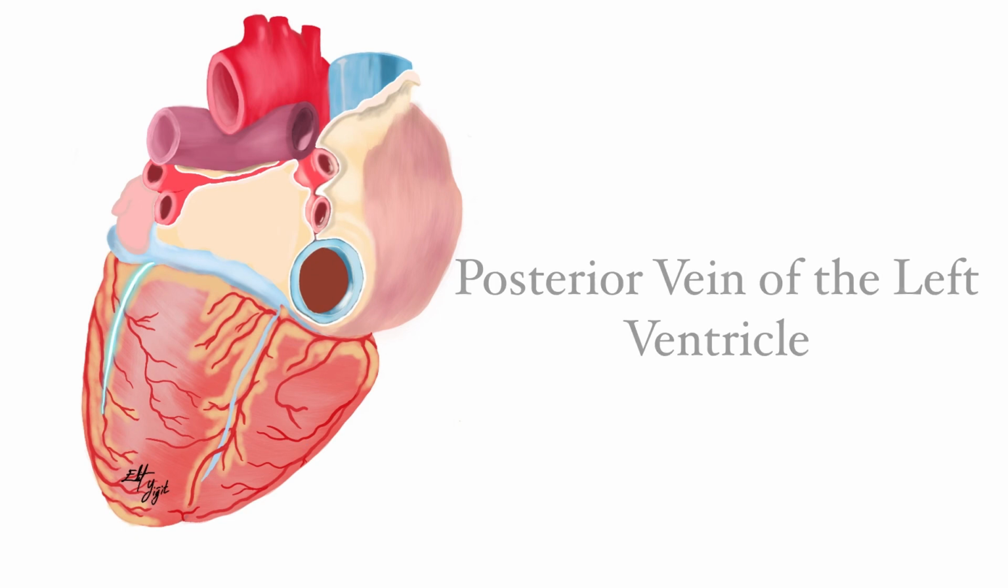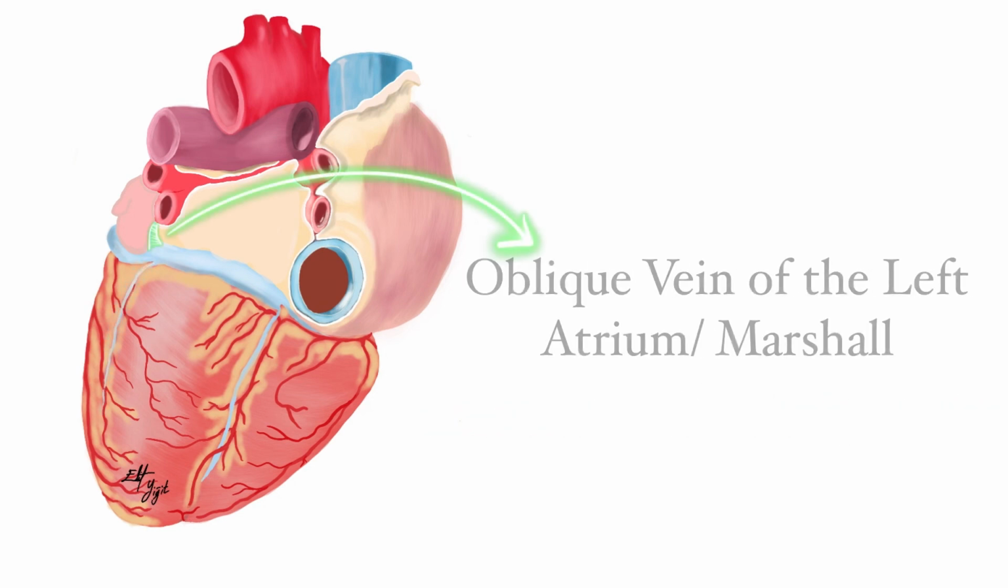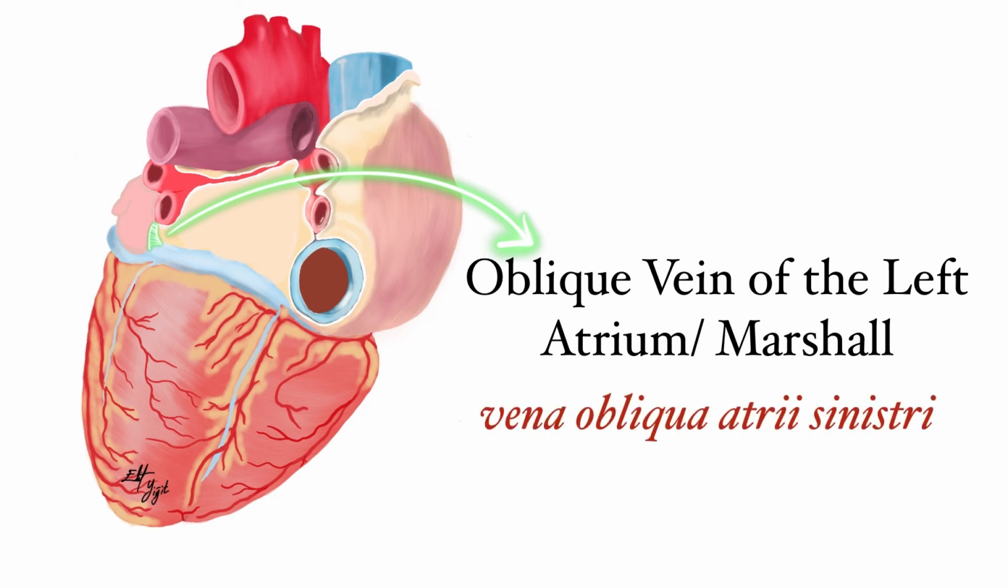Posterior vein of the left ventricle or vena ventriculi sinistri posterior is also visible on this surface. Oblique vein of the left atrium is seen here. It is also known as oblique vein of Marshall or vena obliqua atrii sinistri, a small vein that descends and also drains the posterior wall of left atrium. It drains directly into the coronary sinus with the great cardiac vein. It is named after English surgeon and anatomist John Marshall.